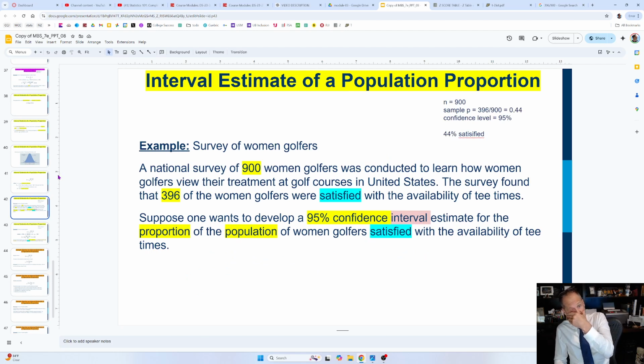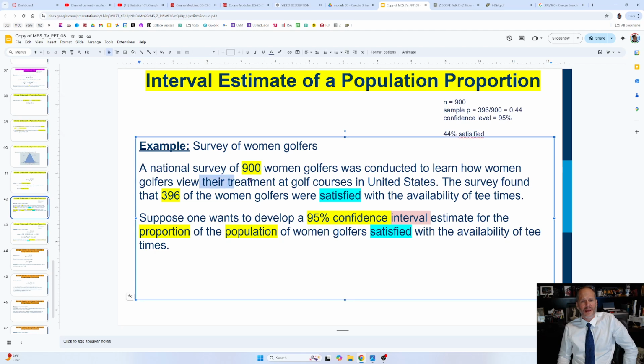Let's say we do a survey of 900 women golfers, and we want to see how they view their treatment at golf courses in the United States. The survey found that 396 of the women were satisfied with the availability of tee times. So I guess they're equating how they view their treatment at golf courses with whether or not they get tee times. Weird, right? It's just not well put together.